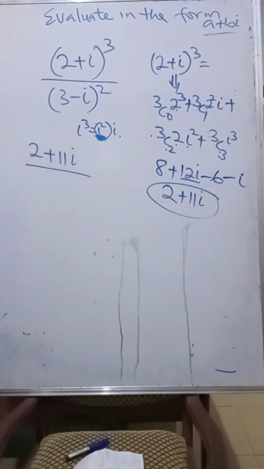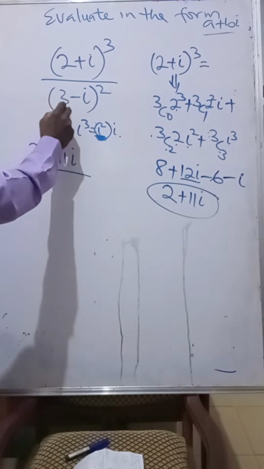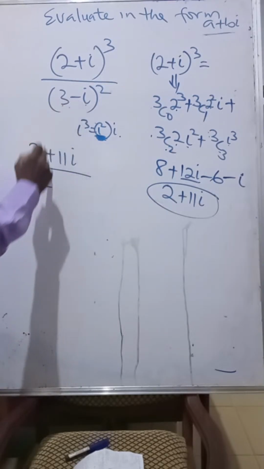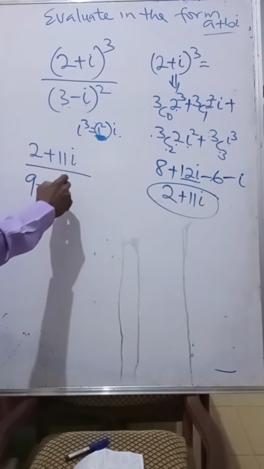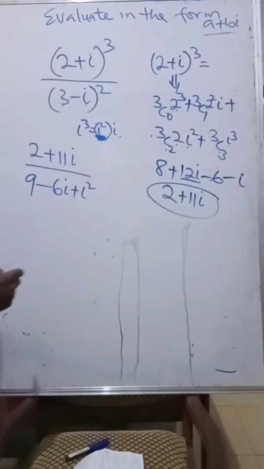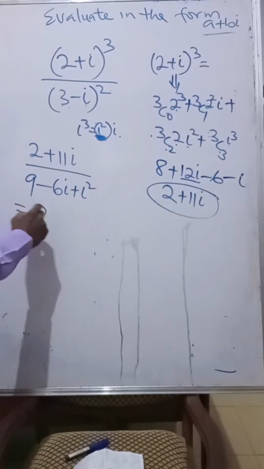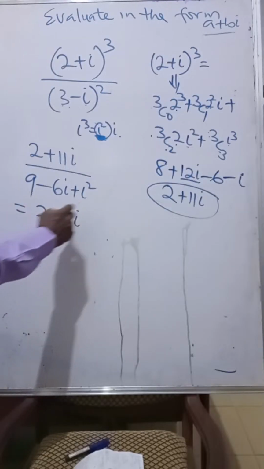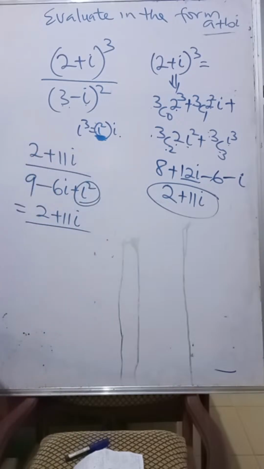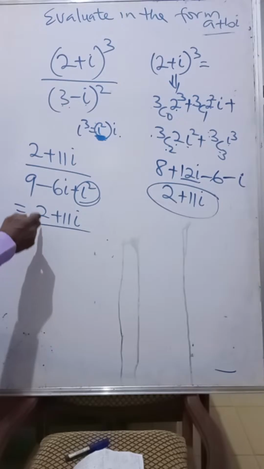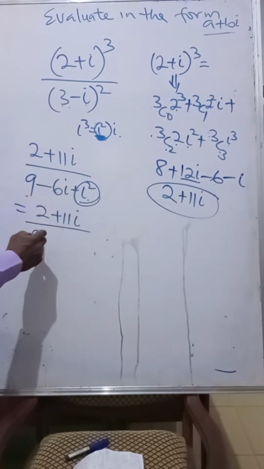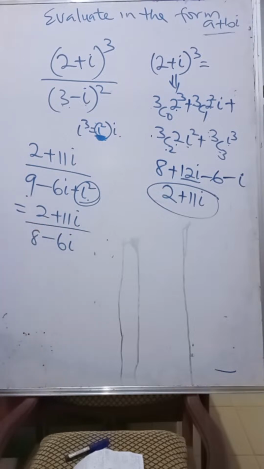For the denominator, do the expansion. That will be 9 minus this one times this one, that's 3i times 2, that's 6i, and then plus i squared. So that will be equal to 2 plus 11i over, this one is minus 1, so 9 minus 1, that's 8. So we have this.